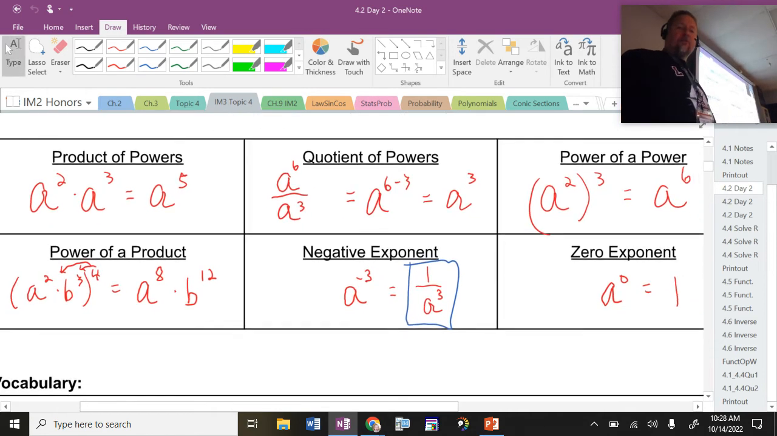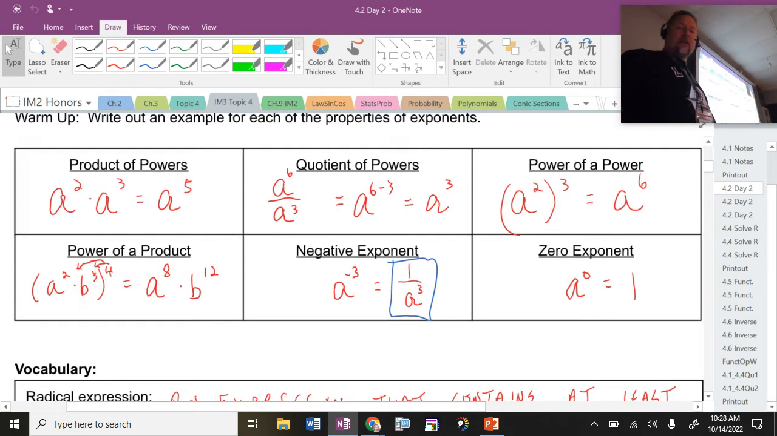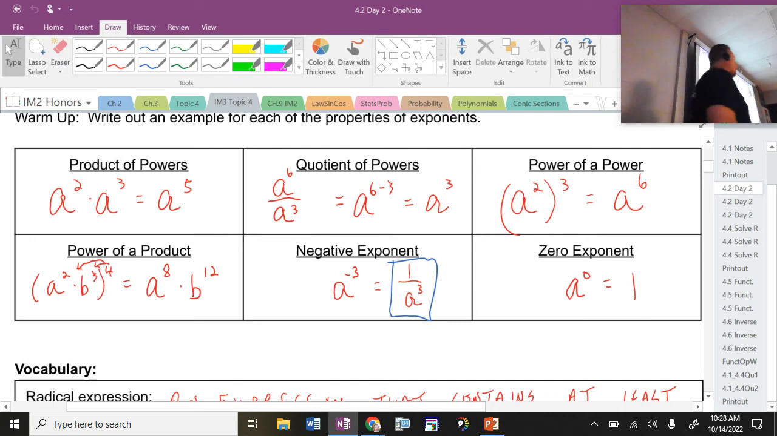A simplified form of the big, long, convoluted thing I just showed you, the y's. Can't flip a coin. Flip a coin, you're wrong 50% of the time. That's an F. All right. So we got to understand a squared times a to the third. That's 2 a's and 3 a's multiplied together. That's 5 a's. I add the exponents.